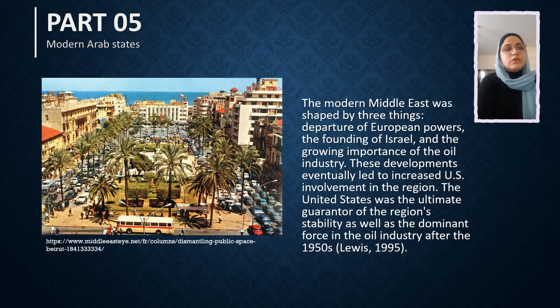So the United States was the ultimate guarantor of the region's stability as well as the dominant force in the oil industry after the 1950s. And when revolution brought radical anti-Western regimes to power, for instance in Egypt 1954, Syria 1963, and Iraq 1968, as well as Libya at the end of the 1960s, the Soviet Union, seeking to open a new arena of the Cold War, allied itself with Arab socialist rulers like Gamal Abdel Nasser in Egypt. However, these powers eventually crumbled.